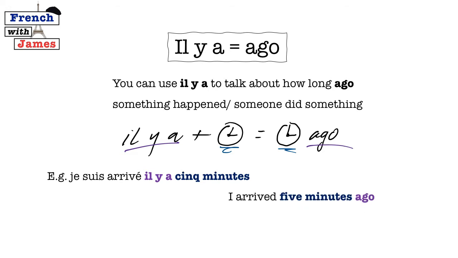So in French, we have il y a, which comes first, followed by the amount of time, and in English we translate that as the amount of time first, followed by the word ago.